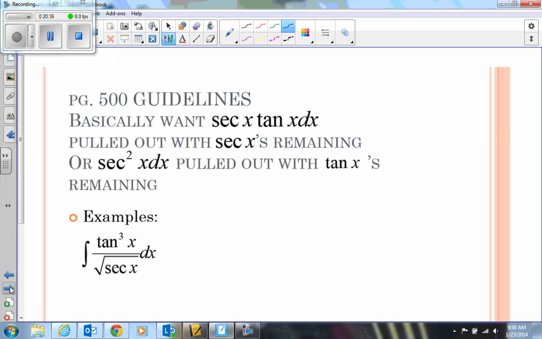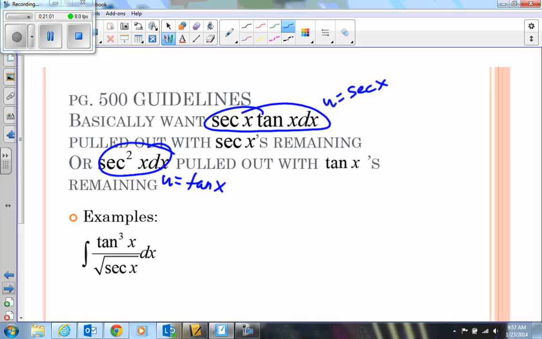Alright, so now we're going to get to the secants and the tans. Remember what we talked about for our du: you either want to have a secant tan pulled out, and then everything else in terms of secant, that's when our u would be secant. Or you want to have the secant squared pulled out, and that's when our u would be tan. So that's our goal now.